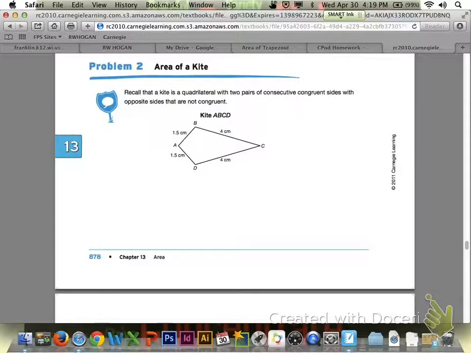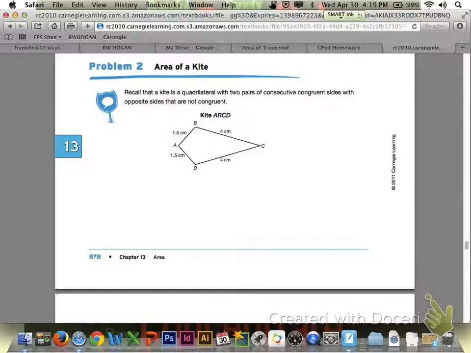Alright, let's move on to problem number 2 on the bottom of page 878. Now let's talk about the area of a kite. Again, Carnegie is assuming that you already know what the characteristics of a kite are. It says, recall that a kite is a quadrilateral with 2 pairs of consecutive congruent sides with opposite sides that are not congruent.